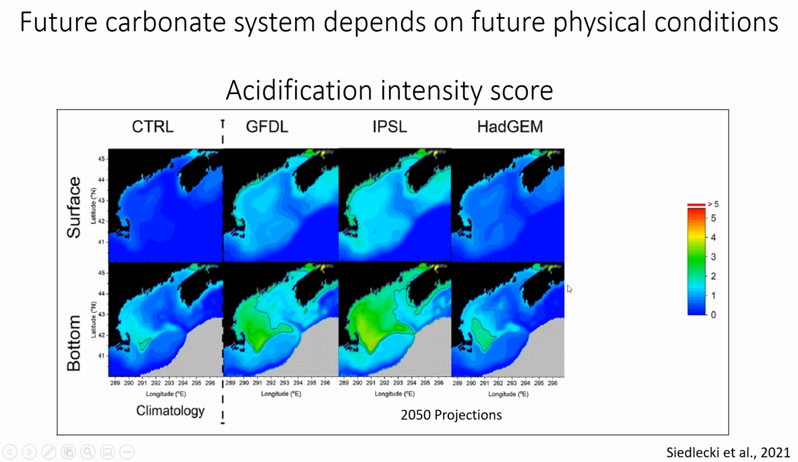The HADGEM model was the one that projected the greatest amount of warming. So the warming is compensating the ocean acidification signal in the future aragonite saturation state. From that, you can see that the future carbonate system conditions depend not only on the carbon dioxide emissions, but also on the physical future.